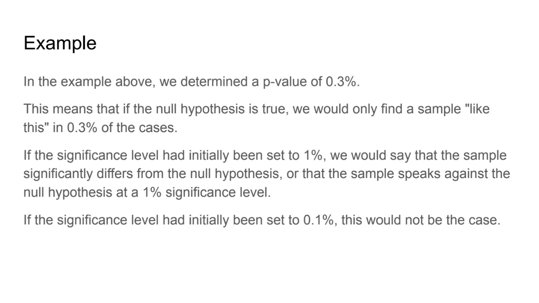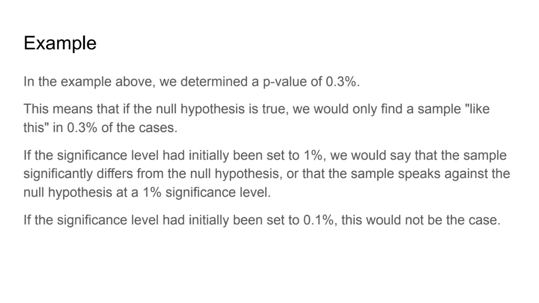We would only really go out there and say, hey guys, you probably made a mistake there, if the sample is super, super surprising, so if the sample really is very, very different from the null hypothesis. And that means that, for example, we might have set the significance level to 0.1. And if that were the case, then finding a p-value of 0.3 would not mean that the sample counts significantly against the null hypothesis.